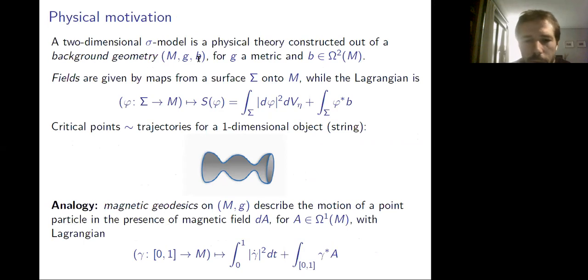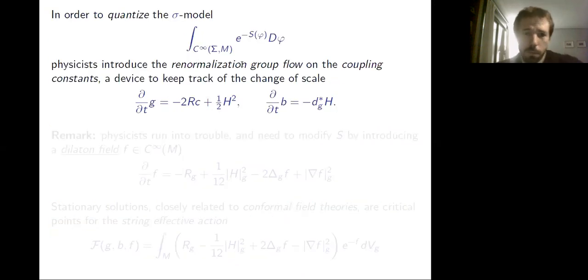Okay. So they introduced this renormalization group flow to keep track of the change of the scale, and this is the actual flow. It's exactly the generalized Ricci flow that I mentioned before. Okay, for the metric and the 2-form, it's exactly the same expression.